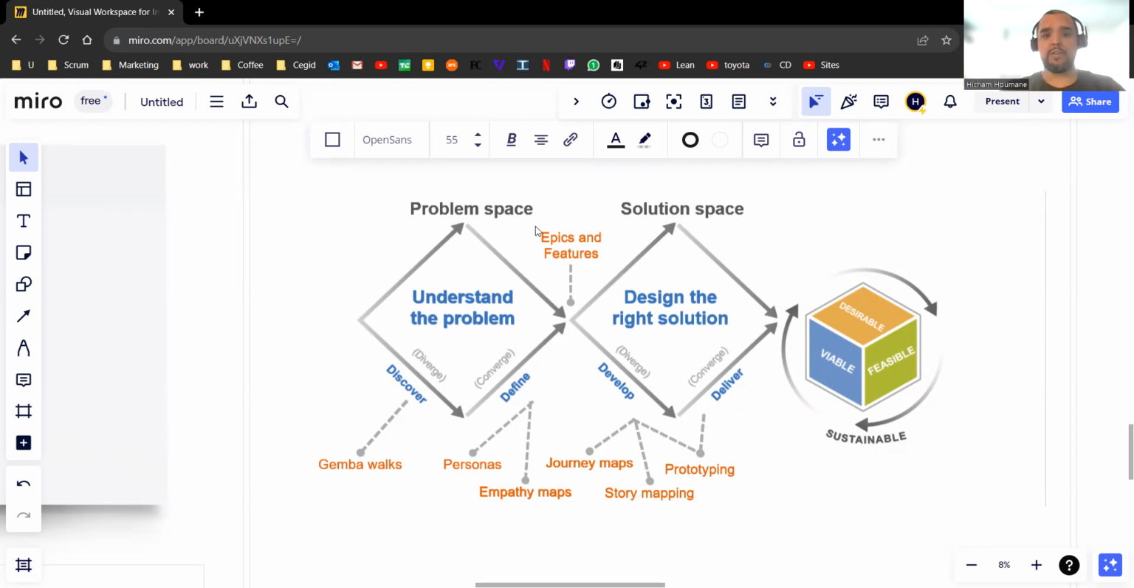Now, let's go back to, okay, we have a problem and then we have a solution. We start from the problem first, then we go to the solution. But what does it mean? What does it mean to be in the problem space? What does it mean to be in the solution space?